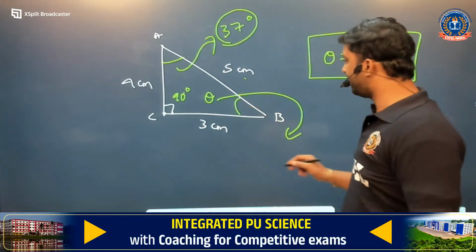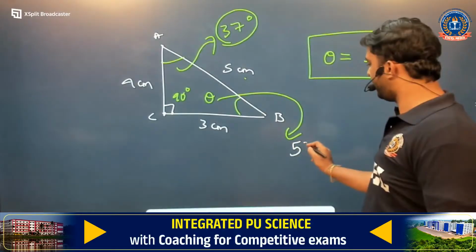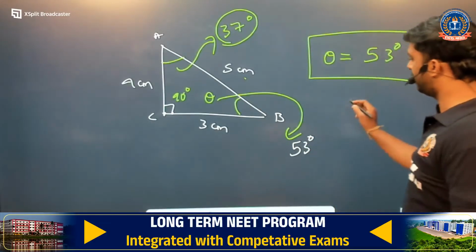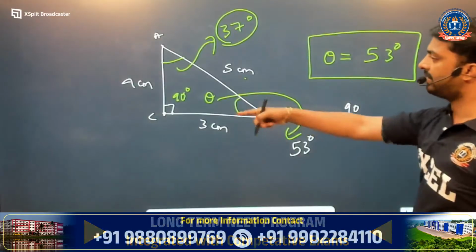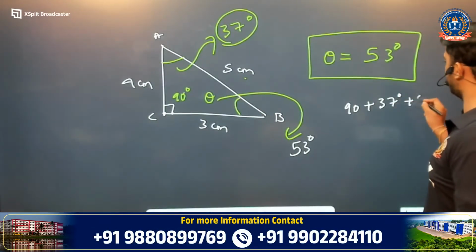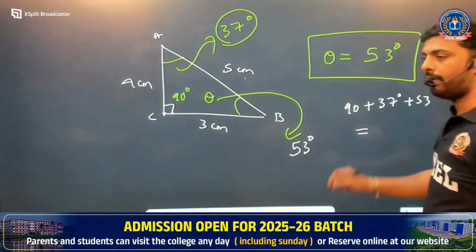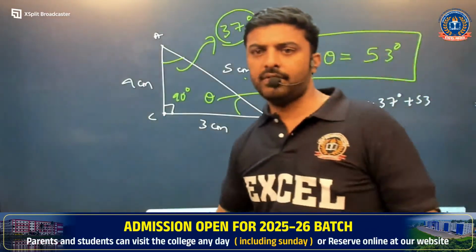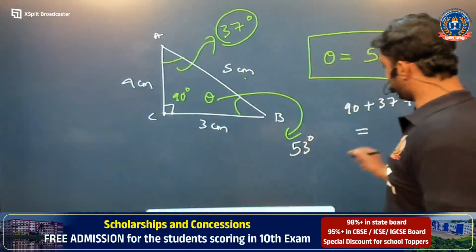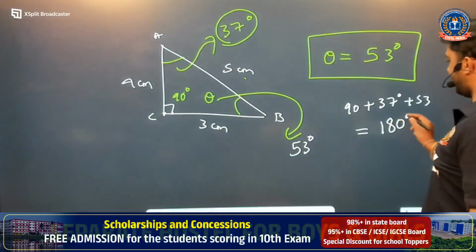So this angle should be 53. Right? Why is it 53? If you add all the angles 90, 37 and 53, what should be the sum? If you add all the angles inside the triangle, the sum should be 180 degree, right?